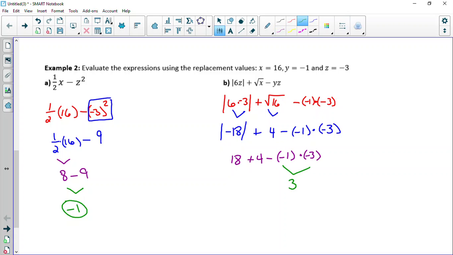Now my subtraction sign is going to come down. And now I'm going to 4, and now plus 18. Alright, addition and subtraction are left. Remember, they're like a family. They work together left to right. So I'm just going to do 18 plus 4, which gives me 22, minus 3. And then finally we get to that subtraction problem, which gives us 19.